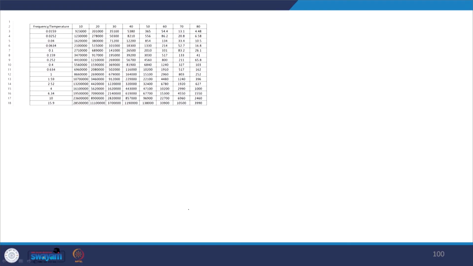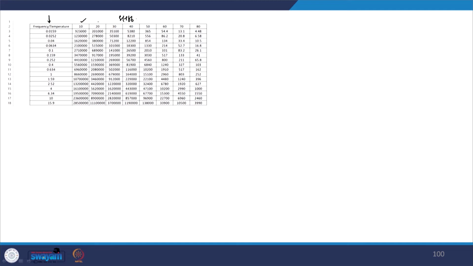So, let us say that you have done an experiment. Here in the first column we have the frequency values. I have done a frequency sweep test at different frequencies. We have measured the response, and what response have we measured? Let us say we have measured the stiffness of the bitumen sample or any linear viscoelastic material, at different temperatures.